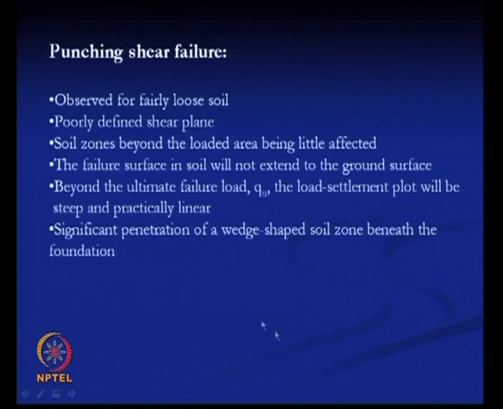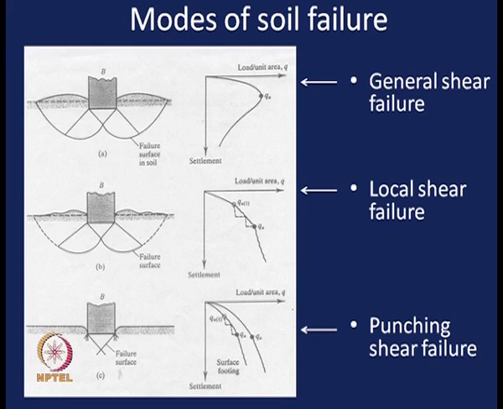Because here also there is significant penetration of the wedge-shaped soil zone beneath the foundation. So here also significant settlement is observed, and we will not get any peak like in general shear failure. After this point, where the load settlement curve is very steep and linear, the corresponding load is called the ultimate failure load. So these are the three different types of failure: general shear, local shear and punching shear.